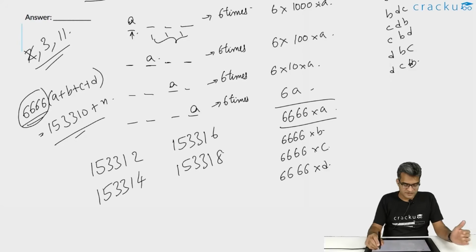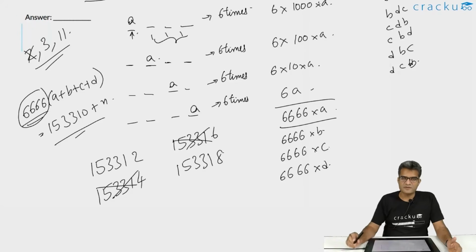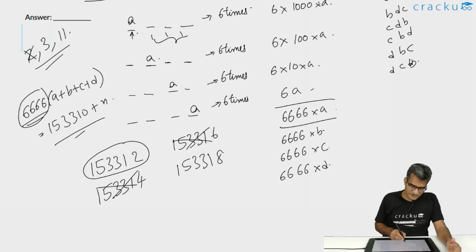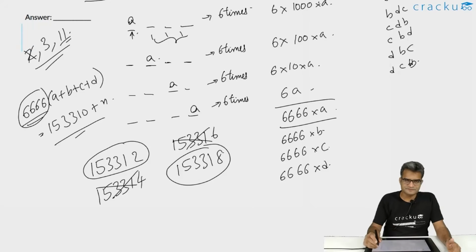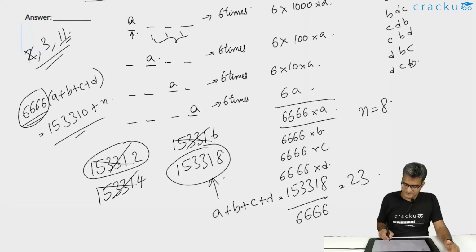It is a multiple of 3 because 6666 is a multiple of 3. So we will figure out that the sum is either these two, because the remaining two are not multiples of 3. Again, it has to be a multiple of 11. If you figure it out, this is not a multiple of 11. The only possibility is this one. So the value of n is 8 and the value of a plus b plus c plus d is 1,53,318 divided by 6666, which will come to 23. So the sum of these two is 23 plus 8, which is 31.